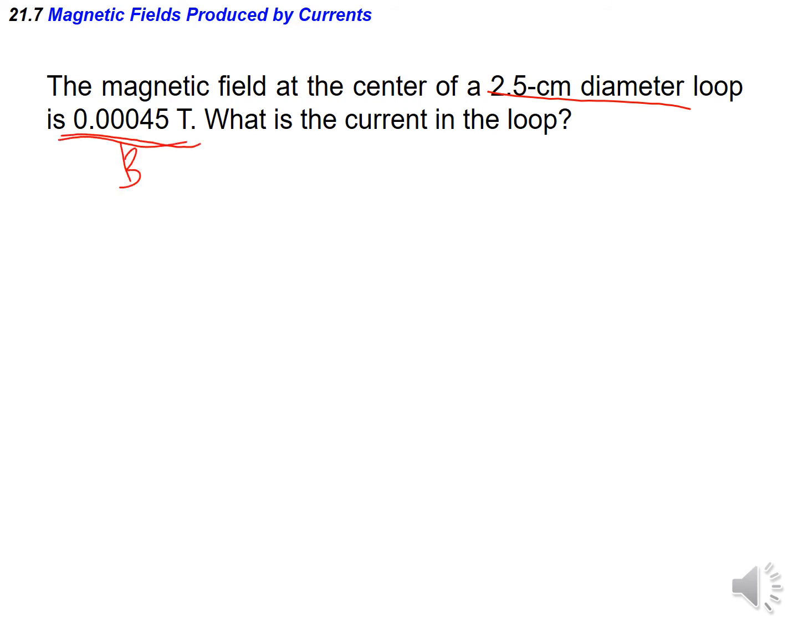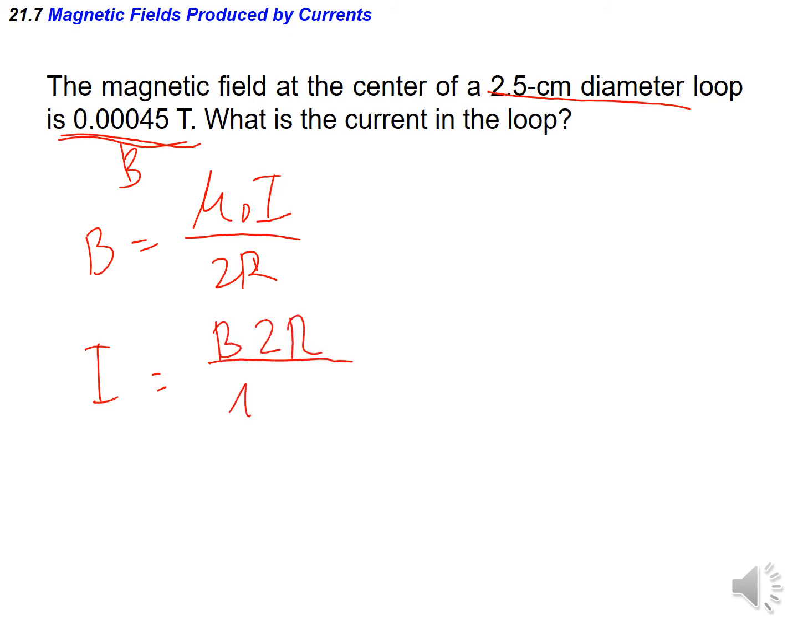Here's the magnetic field, which is equal to 0.0045 Tesla. So the question is, what is the current in the loop? Again, we're going to use the formula. B is equal to permeability multiplied by I divided by 2R. So this is the formula for a loop of wire. We are asked to get the current. So current is simply magnetic field times 2R divided by permeability. So this is magnetic field, 0.0045 Tesla, multiplied by 2R.